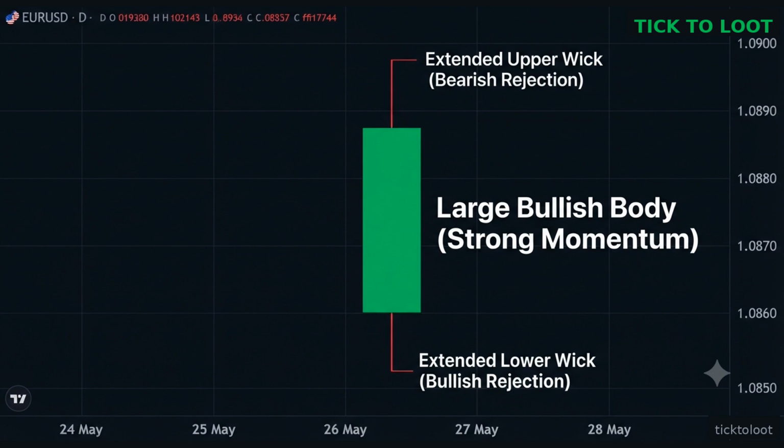A large body on a candlestick indicates strong conviction from buyers or sellers during that period. If the body is green, it means buyers were in control, and if it's red, it means sellers were in control. Think of it like a vote. A large body means the majority of traders agree on the direction of the price.